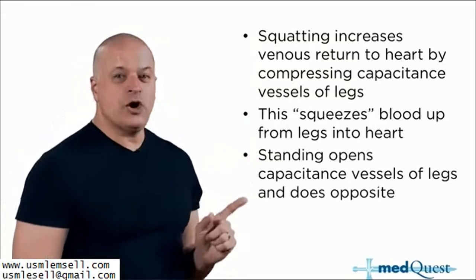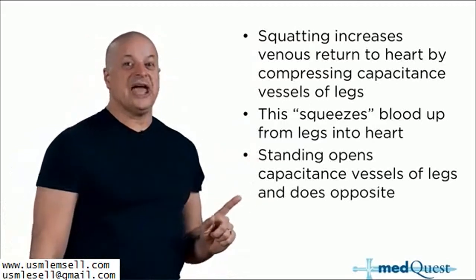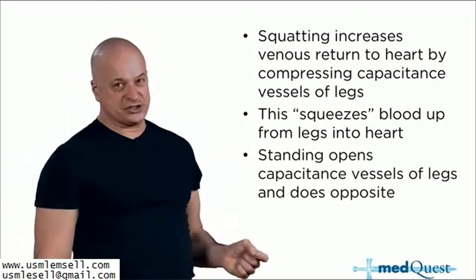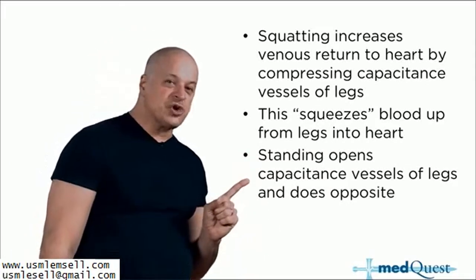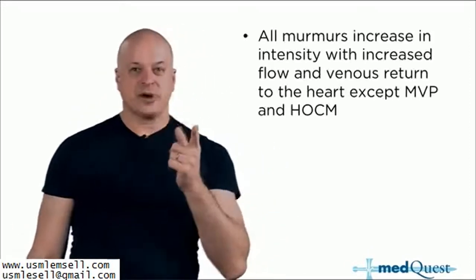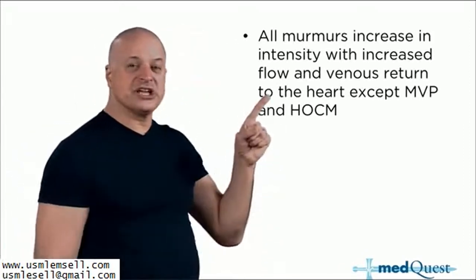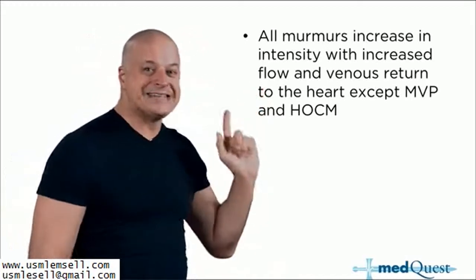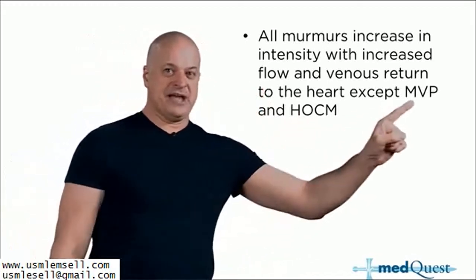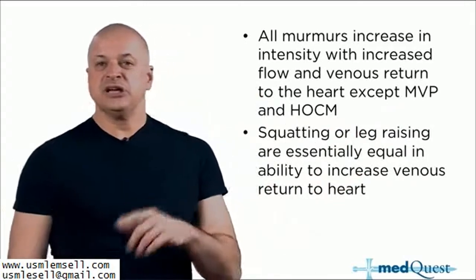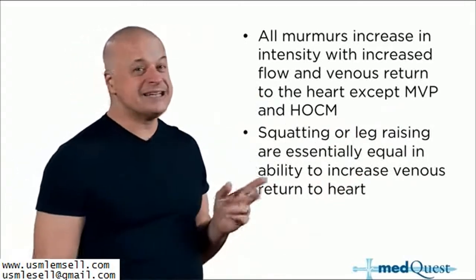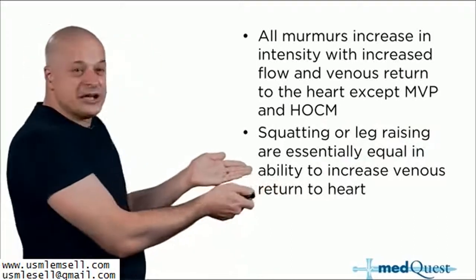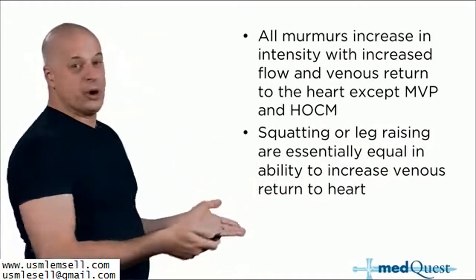Now, standing opens the capacitance vessels of the legs and does the opposite, so it decreases venous return, and all lesions become softer except HOCM and mitral valve prolapse, with standing: less return, less blood, less murmur. All murmurs increase with increased flow and return except HOCM and mitral valve prolapse. Now, squatting or leg raising are essentially equal. They're the same thing, asking how do I increase venous return to the heart? Well, they're both about the same.